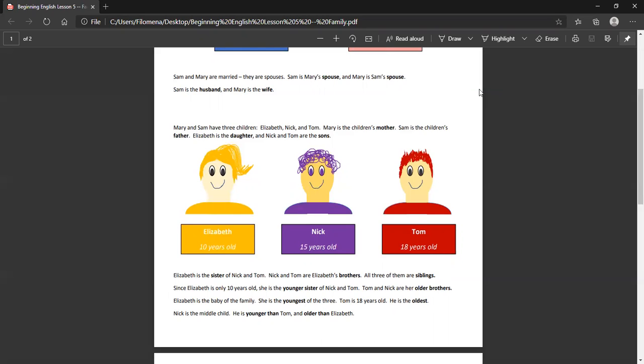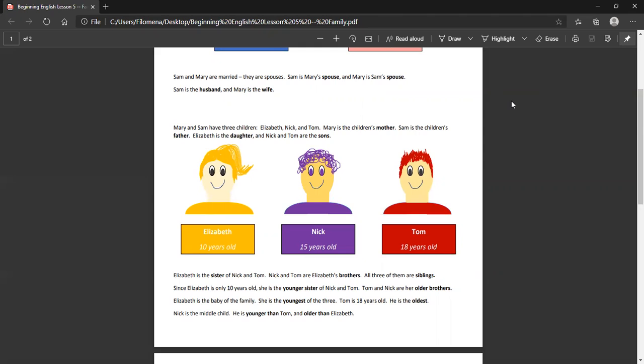Look at the ages of Elizabeth and Nick and Tom. Elizabeth is 10 years old. How old is Nick? He is 15 years old, right? And how old is Tom? Tom is 18 years old. So we have some younger children and some older children.